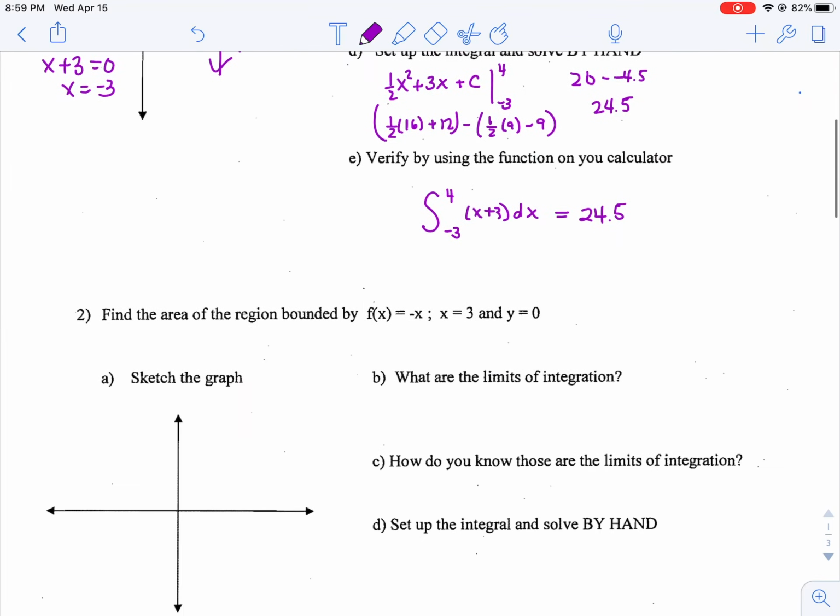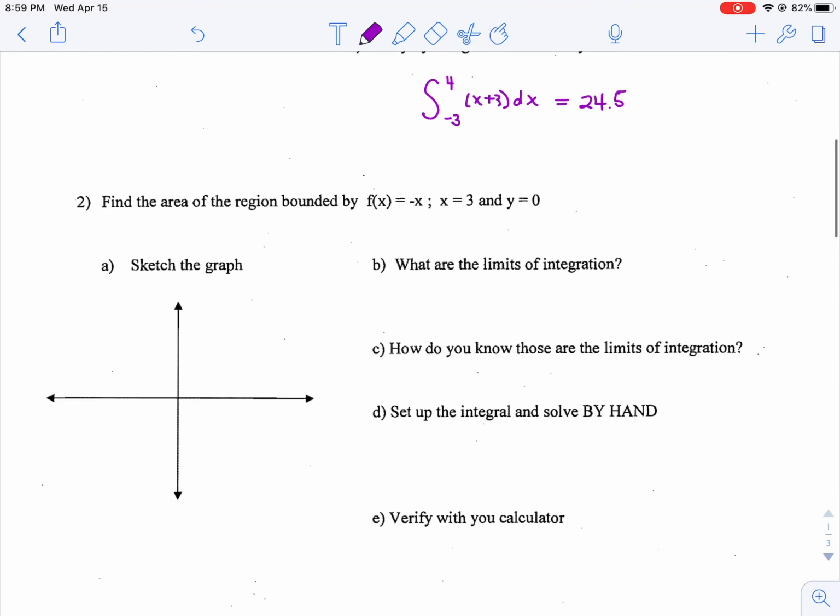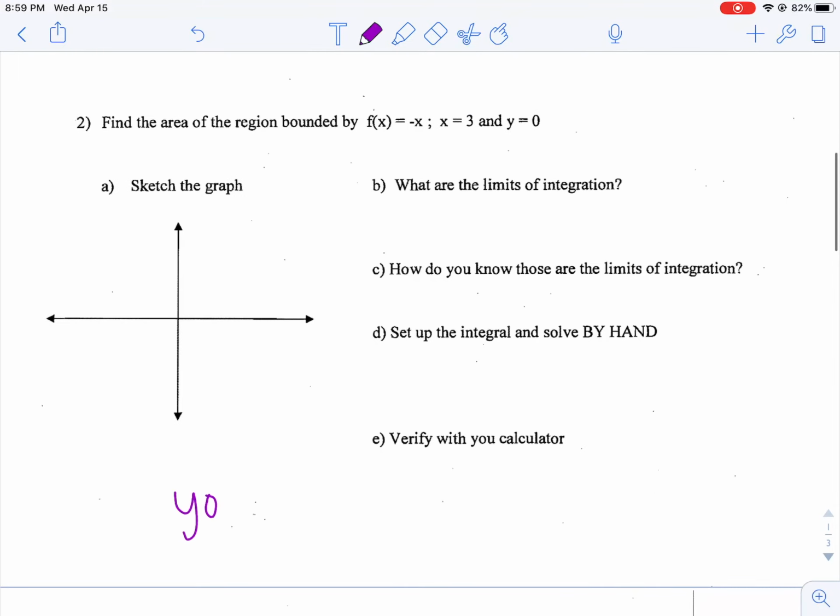Okay, so you're going to have one more of those to try on your own. I'm not going to do this one with you. You are doing this on your own. And that is part of your submission today.